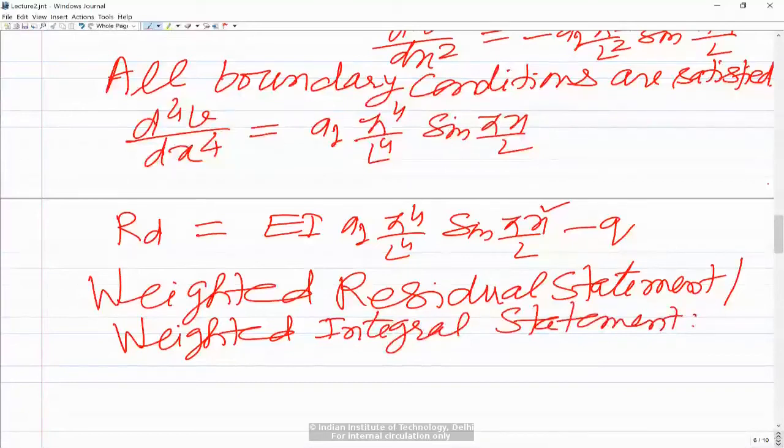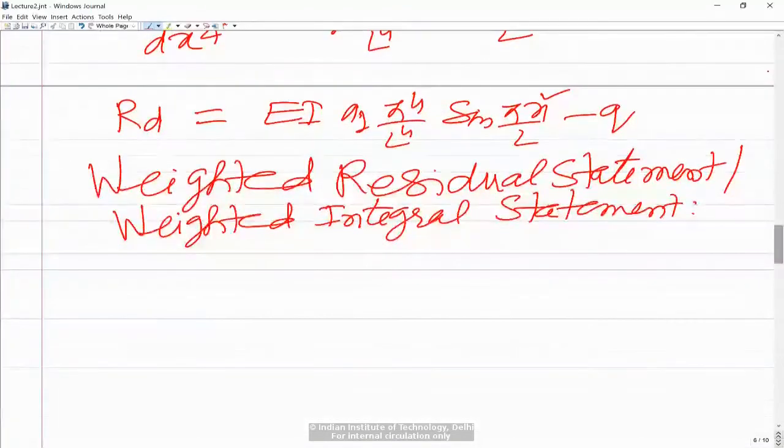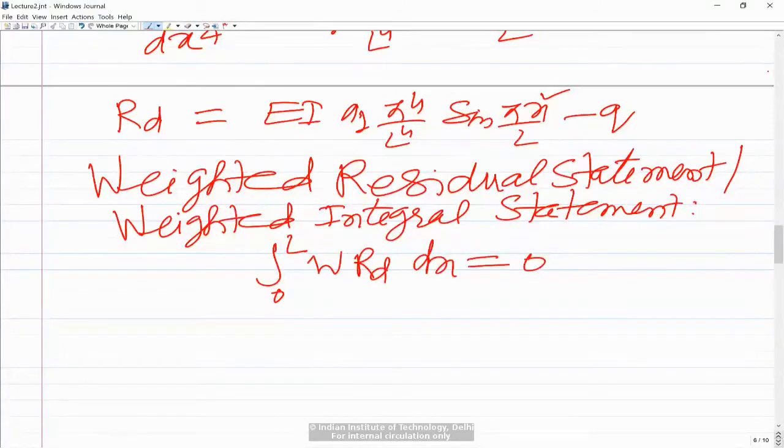Our residual we have already defined: it is the domain residual RD. Weighted means we multiply by some weight function, and we want the result to be independent of x, so we integrate it over the domain, in this case over the length. So the weighted residual statement is written as the integral from 0 to L, or the integral over the entire domain of interest for which we want to solve the problem, of W into RD dx equal to 0.